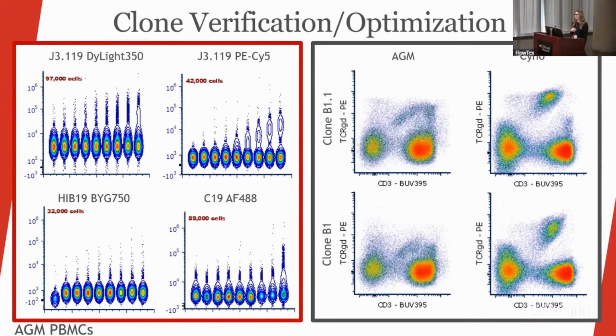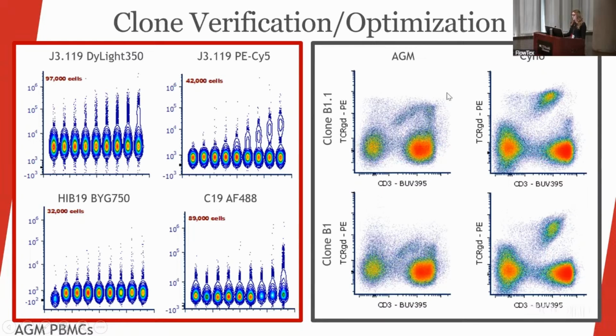On the left side, you'll see CD19 and several different clones for CD19. The only one that we found to be reactive for African green monkeys has been the J3119 clone from, I believe, Beckman Coulter. I did an in-house conjugation for Delineate 350 that obviously was not bright enough to get good separation. And then their PE Cy5 is commercially available, and this is what we ended up using for our panel. The HIB19 and C19 clones are not reactive.